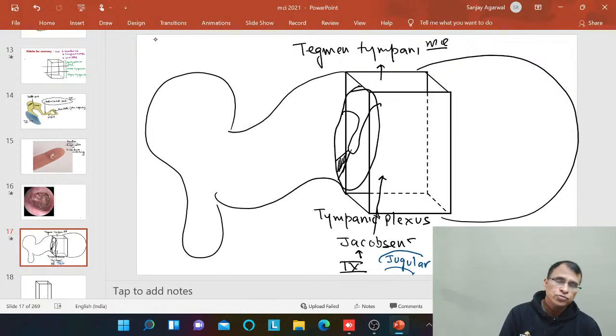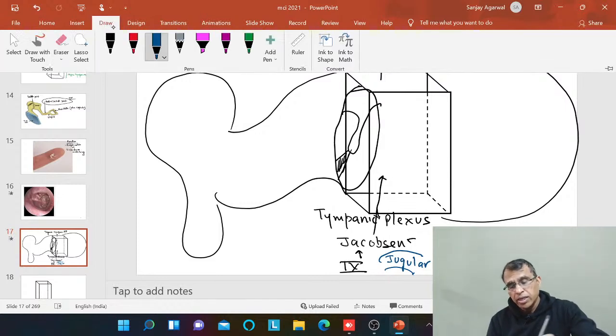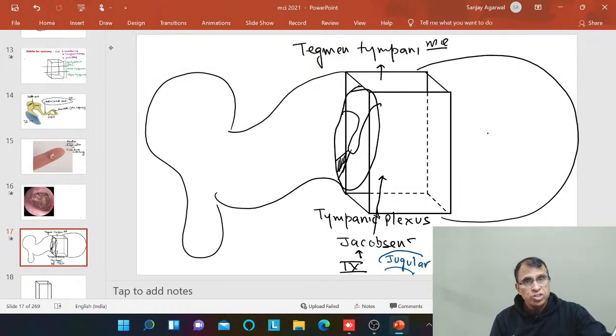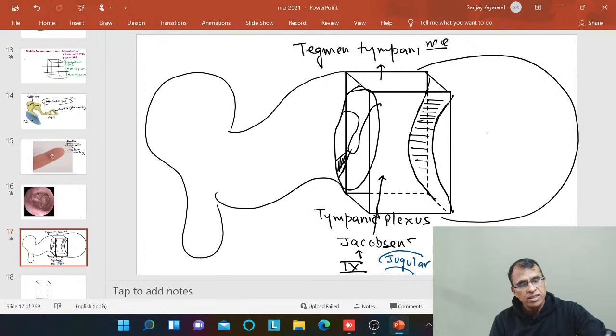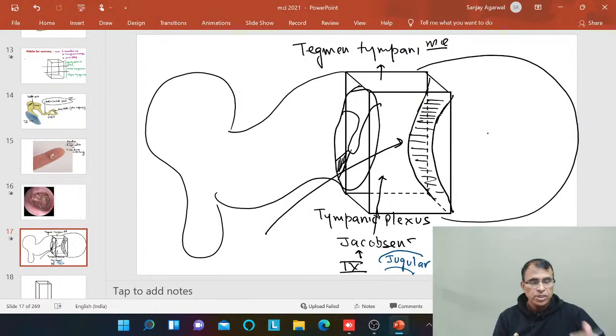We know the roof, we know the floor, we know the outer boundary. Three are done, three remain. One thing about the inner boundary. The inner boundary, which is the medial boundary, is not straight like this. It is bulging like this. It is a bulge. So the inner boundary is bulging. Right in the center of the inner boundary, there is a bulge. And this bulge has a name, it's called the promontory.